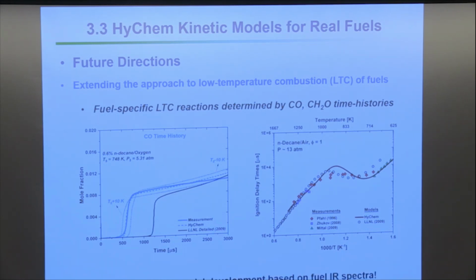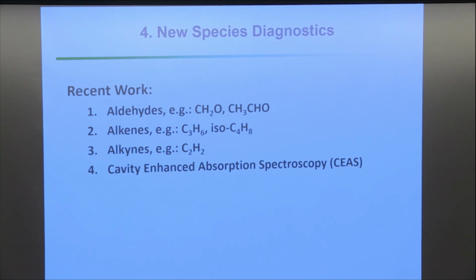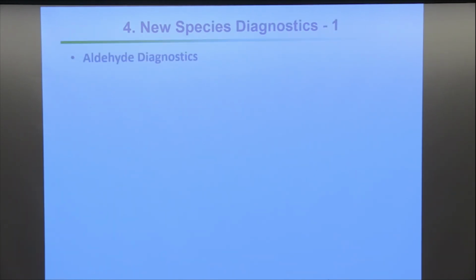Okay, we're working on our Hi-Chem. I want to close up with some work on, we're always trying to measure new things. Aldehydes are important. Formaldehyde, acetaldehyde. Alkenes are important. Alkenes we measure in the infrared. Alkynes, that's 70. And one of the methods that we use is cavity-enhanced absorption spectroscopy.